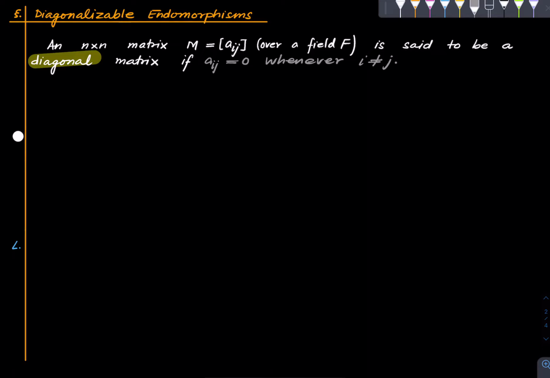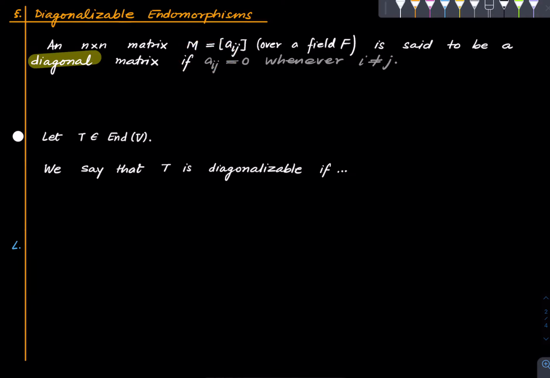So for example, the all zeros matrix, meaning each entry is 0, is also a diagonal matrix. But for instance, this matrix is also a diagonal matrix, where the ones appear only on the diagonal, and everywhere else you have 0. This is called the identity matrix. I don't think we need to look at examples of this. It's a very simple definition.